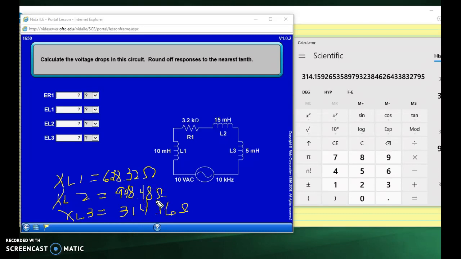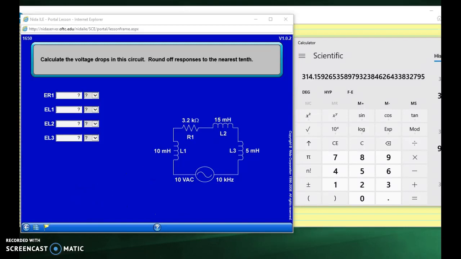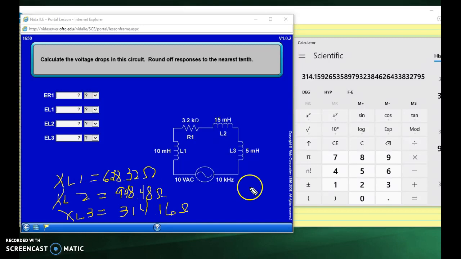So if we've got our X of L, we can now have our X of LT simply by adding all 3 of those together. So I'm going to come back over here and do that, because we do need that to be able to get current. So, whoops, I did not mean to do that. I don't think I have an undo. Yeah, I do. There we go. So we're back.